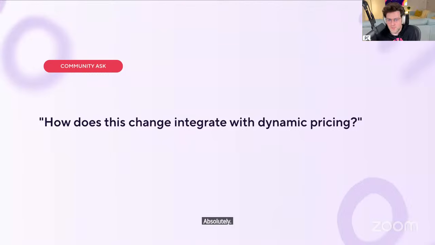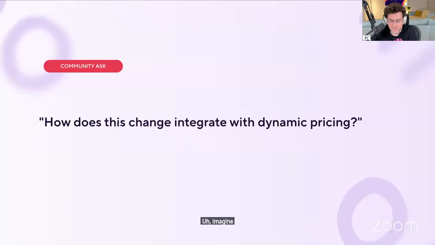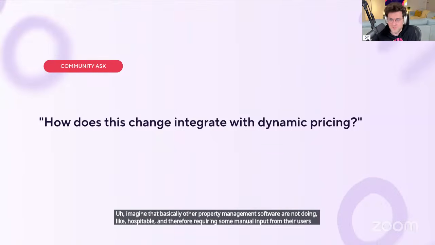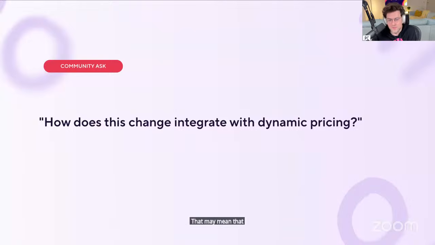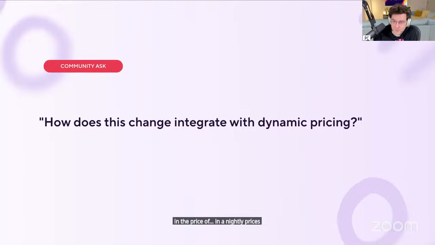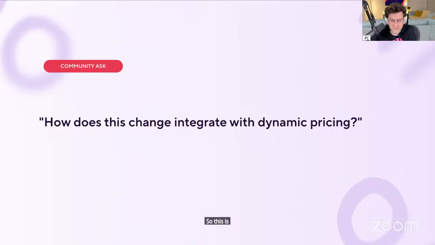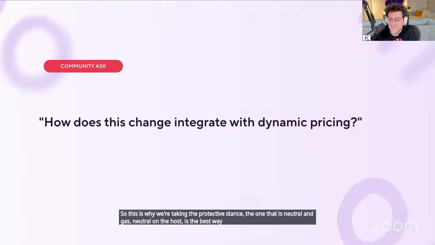Absolutely. One of the reasons why we've decided to opt in for a protective stance is, however, to make sure there is no pricing shock. Imagine that other property management software are not doing like Hospitable and therefore requiring some manual input from their users to be setting the rates. That may mean that dynamic pricing software or revenue management software are pulling data from Airbnb and are seeing a collapse in the nightly prices. And that may then come into play with recommendations from PriceLabs for your own properties to be dropping the rates. So this is why we're taking the protective stance, the one that is neutral on the guest, neutral on the host, is the best way forward as an industry, not just for Hospitable users, although obviously we have them first in our hearts.